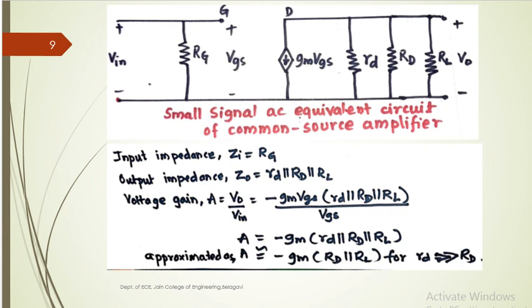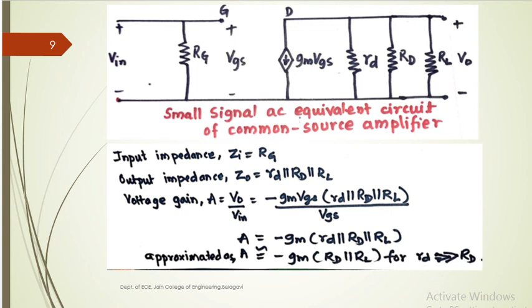The input impedance for the small signal AC equivalent circuit of the common source amplifier drawn can now be easily calculated. Input impedance is given by Zi is equal to RG. Output impedance is given by RD parallel RL. Usually RD is a much larger value compared to the drain resistor RD, so we can approximate it as only the drain resistor RD.